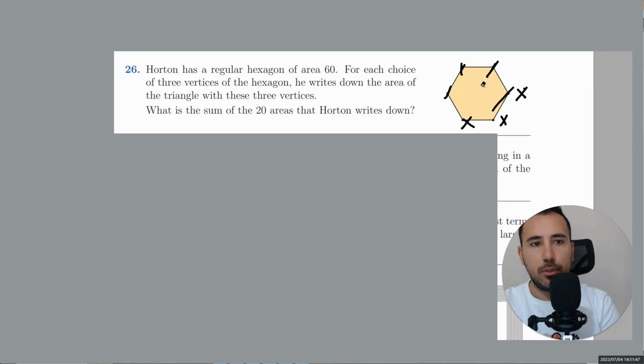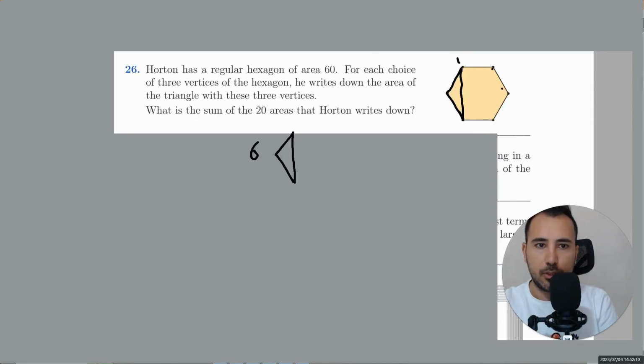Each of these will create this triangle. So we have 6 points. Starting with this one to be the first, we can go around. So we'll have 6 of these. We have 6 points, so 6 triangles like this. I'm gonna just draw it like this. Okay, we have 6 of this.